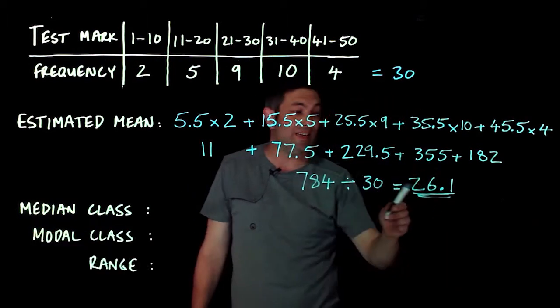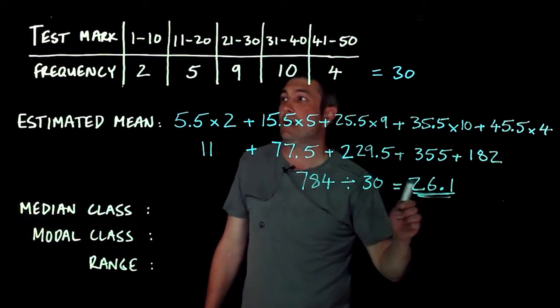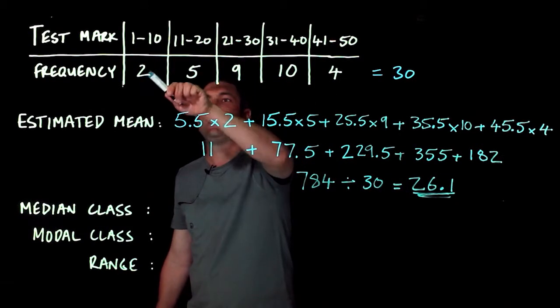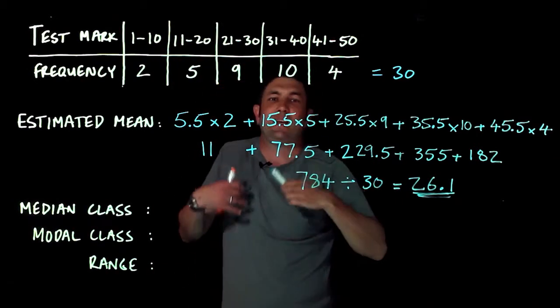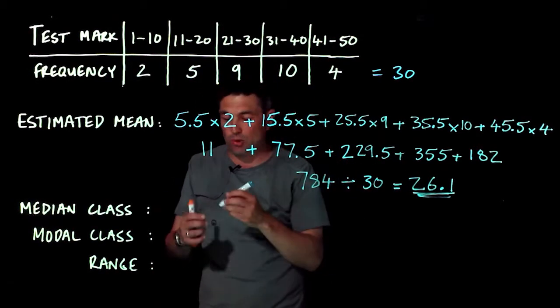All right, now that is an estimate of the mean because we've estimated that each of these are slap bang in the middle of each group. Okay, so it's not the actual mean, it's an estimate of the mean.